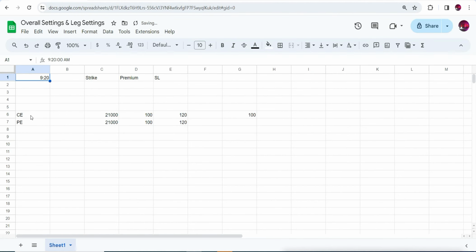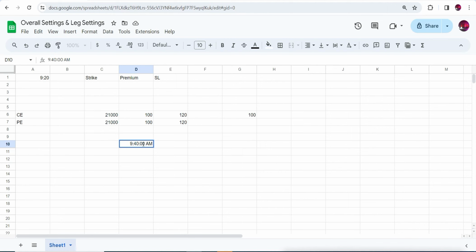Assume at 9:20 we sold a 21,000 call and a 21,000 put. The premium we got is 100, and 20% is our stop loss, so our stop loss is at 120. Now assume at 9:40, let me enter 9:40 here, our call side stop loss is hit. Now if we select partial, it means only our call side stop loss was hit, so it will exit the call side. The PE will keep on running, our put side leg will keep on running.